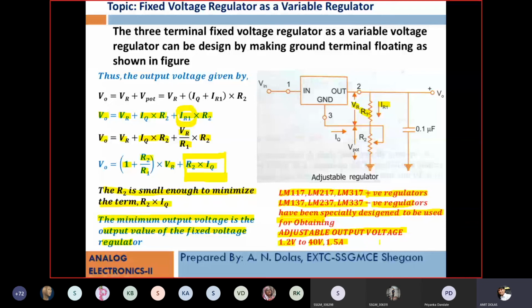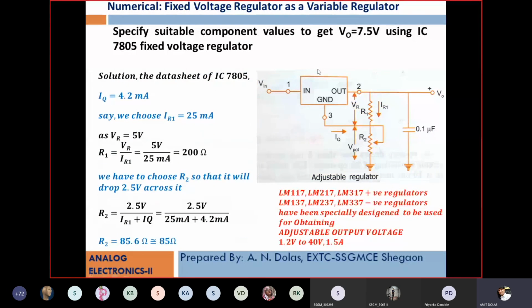So special functioning ICs are also available for variable voltage regulator, it is not necessary that you have to use a fixed voltage regulator. But if you don't have availability, you may use fixed voltage regulator in this fashion to make it a variable voltage regulator.